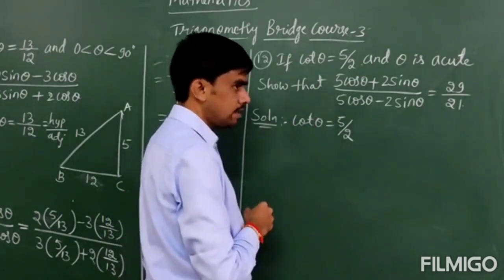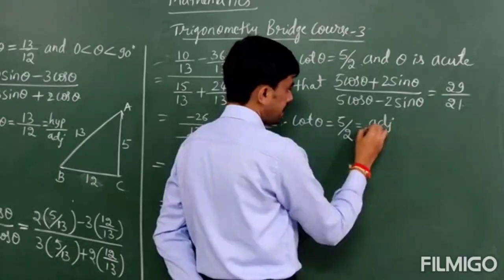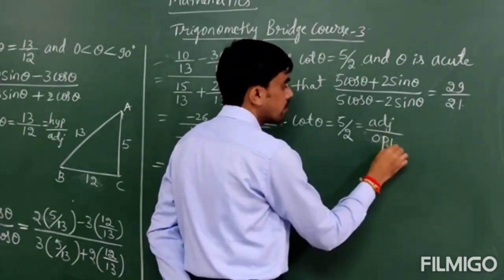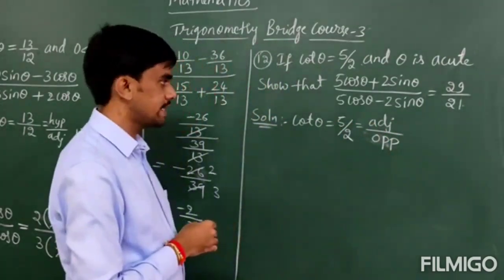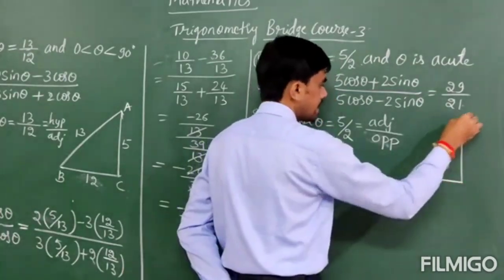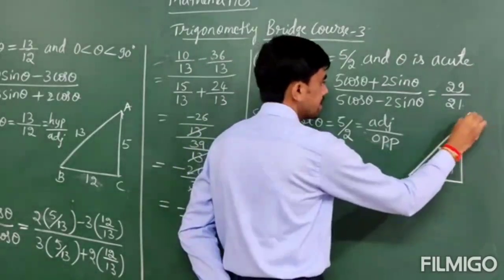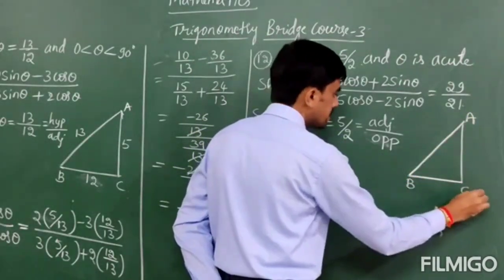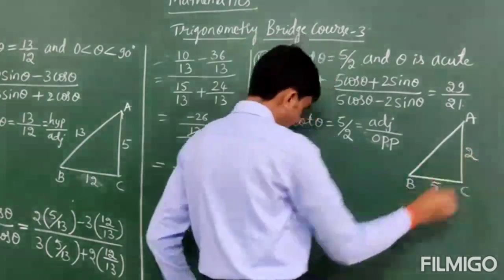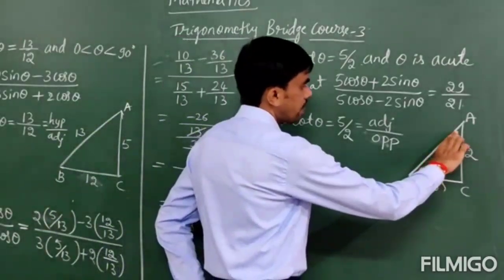What is cot theta? Cot theta is adjacent side by opposite side. So in the right angle triangle ABC, the adjacent side is 5 and the opposite side is 2. We have to find the value of the hypotenuse.